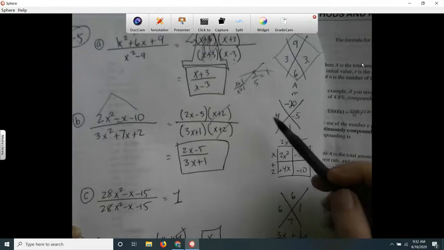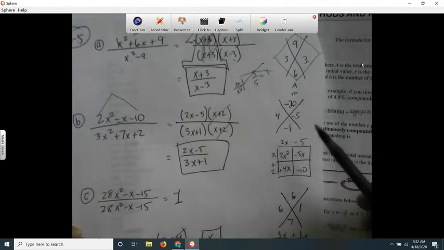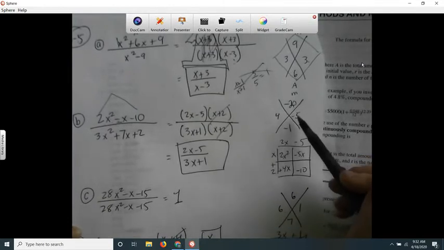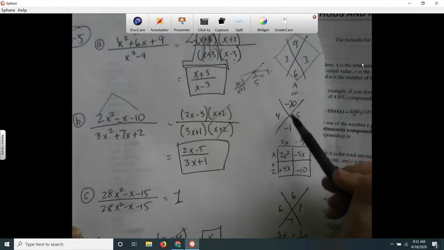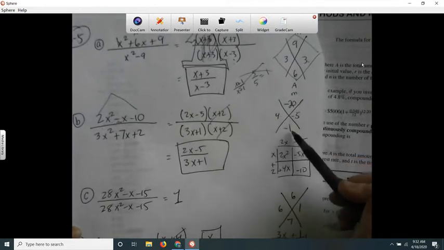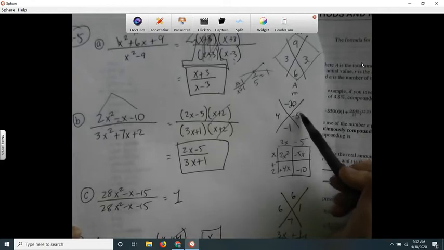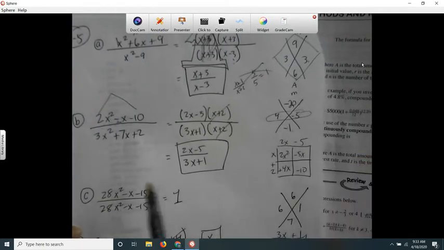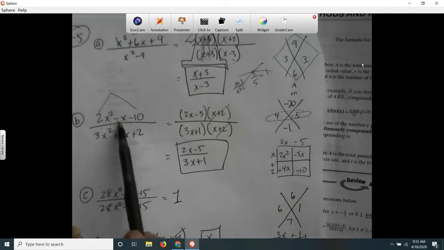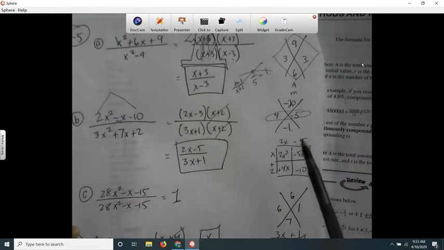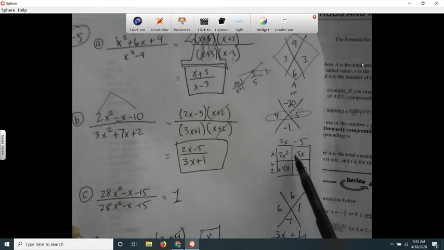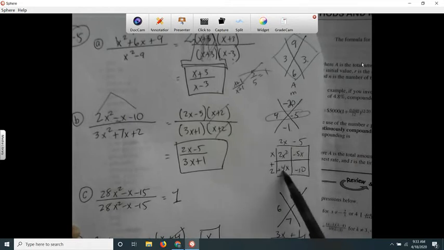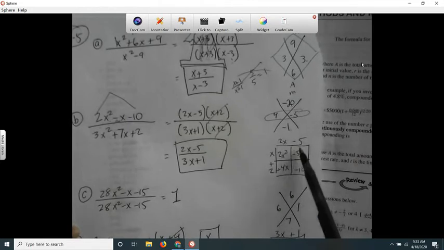And then I realized that 4 times 5 is 20. Well, 4 times negative 5 would give me negative 20, and then when I add these two together, I get negative 1. So now I know that these are my two numbers that I want. It's kind of like I'm splitting this x up, this negative 1x, into 4x and negative 5x, because those add up to negative 1x.